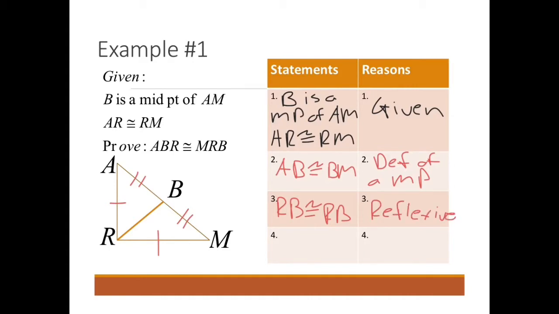Alright, now if we go ahead and look at our pattern, let me mark those sides first. Okay, so now if we go ahead and look at our pattern, we see that we have a side, a second side, and a third side. And another triangle also has side, side, side, which means that our two triangles are going to be congruent by the side, side, side theorem. And our triangles are again triangle ABR, and that's congruent to triangle MRB.